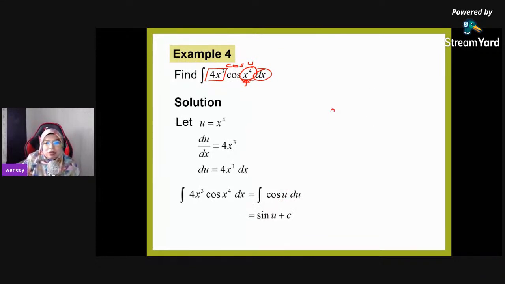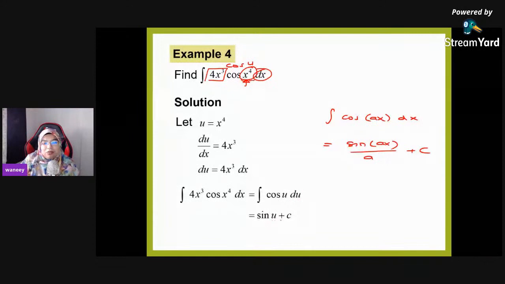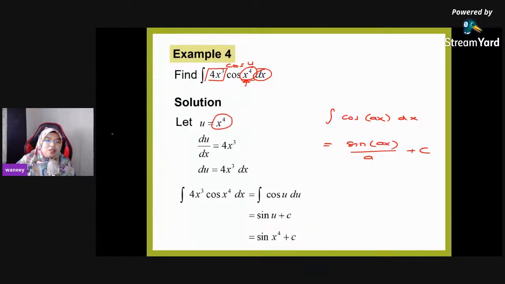So just in case you couldn't remember, integrate cos of ax dx is actually sine of ax over a plus c. Okay, so now sin u plus c, can we stop? The answer is definitely no, no, no, no. So you have to go back and substitute. u is actually x to the power of 4. So substitute back. So it will become sin x to the power of 4 plus c. Oh, quite good. Next.